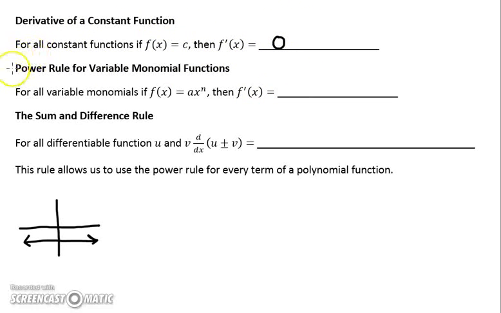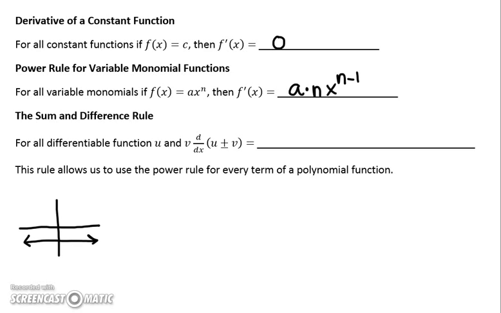Now here's our big rule. Here's our power rule for variable monomial functions. So a constant is a monomial, and we know the derivative of the constant is always 0. So if we have a variable monomial function, so something along the lines of a times x to the n power, the derivative of that is going to be a times n times x to the n minus 1 power. And that's going to be the basis for a lot of our derivatives. We're going to use those for a bunch of different things here.